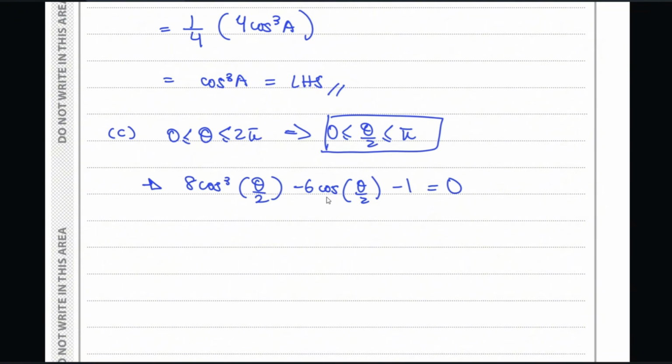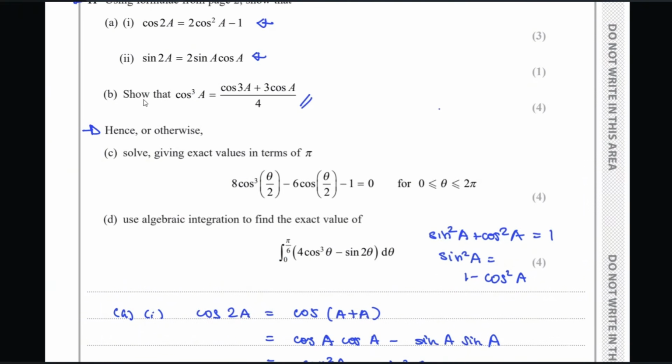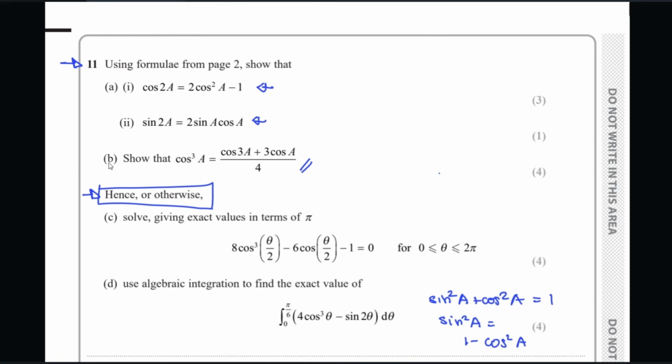It's a cubic equation. It's difficult to solve. So we need to think of a different way. We just saw that the question says hence or otherwise. That means the best thing to do is to use the answer obtained in B in part C. So if cos cubed A is equal to this, cos cubed theta over 2 can also be changed to something that does not have a cube.